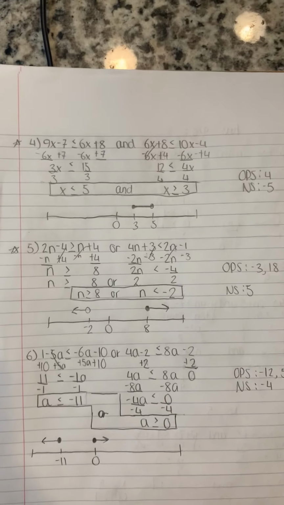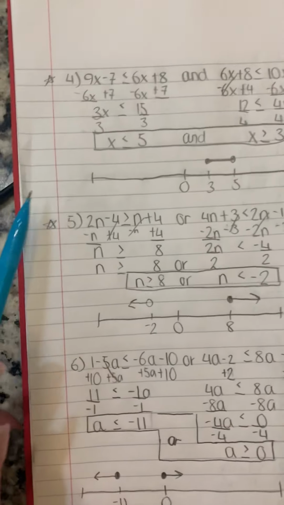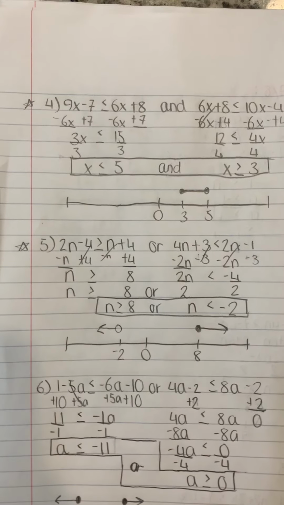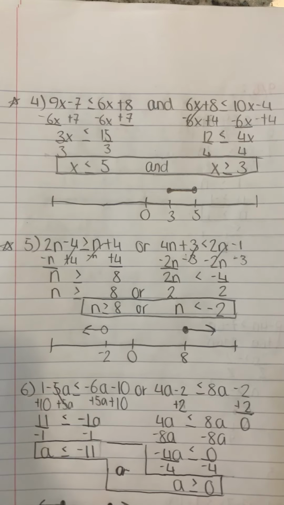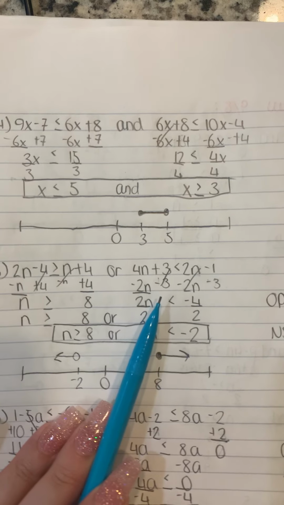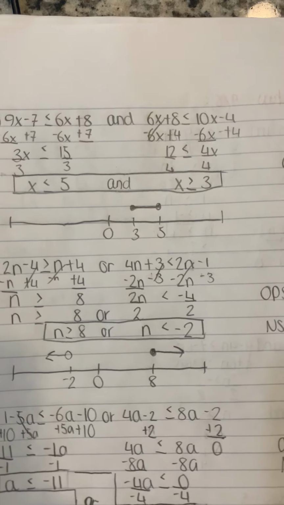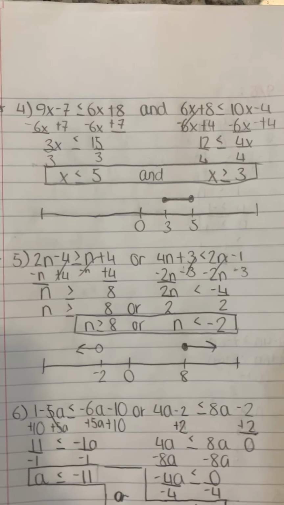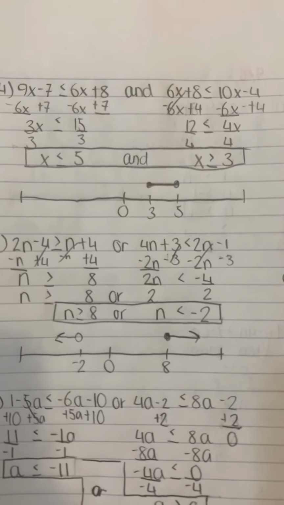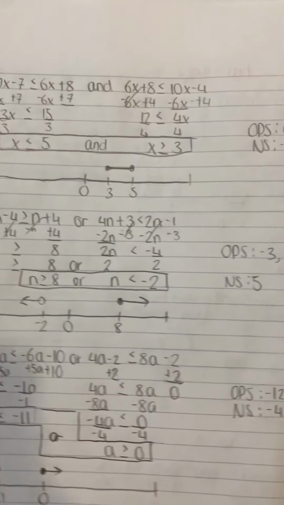And then for number 5, the first thing I did was subtract n on both sides and add 4 on both sides on the left to get n is greater than or equal to 8. And then on the right, the first thing I did was subtract 3 from both sides and subtract 2n from both sides to get 2n is less than negative 4. Then I had to divide by 2 on both sides to get n is less than negative 2. And then here's the graph.